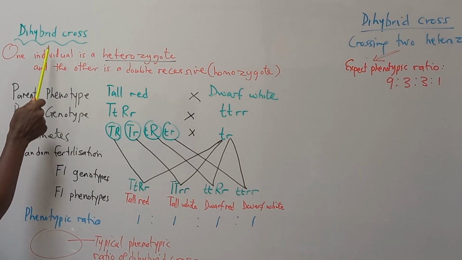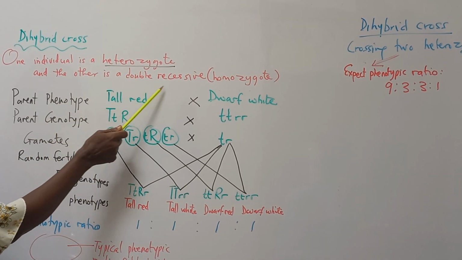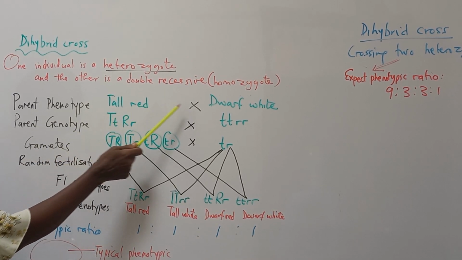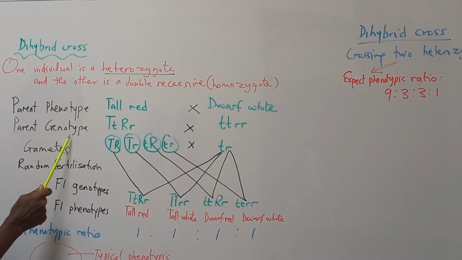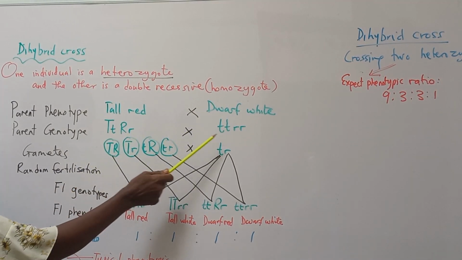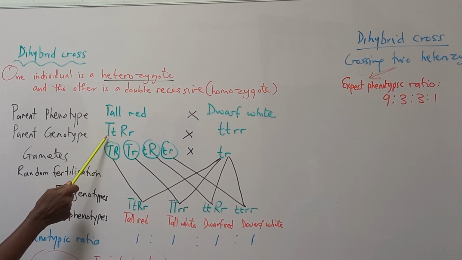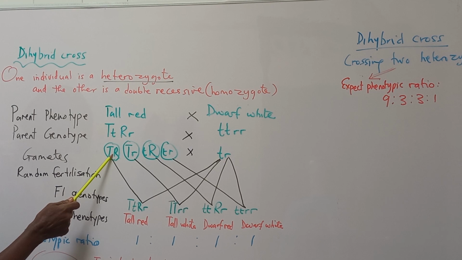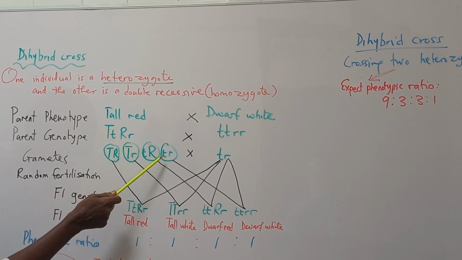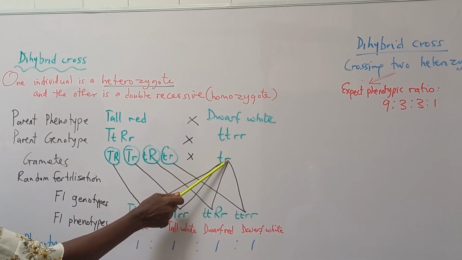Now, let's do a dihybrid cross where we cross one heterozygote with a double recessive homozygote. So we have parent phenotype tall red crossed with dwarf white. Parent genotype, we have this and that, tall red, dwarf white. These are the gametes that will be produced. This and this will go to one gamete, this and that, one gamete, this and that, one gamete, this and that, one gamete. Dwarf white, all gametes will be small t, small r.